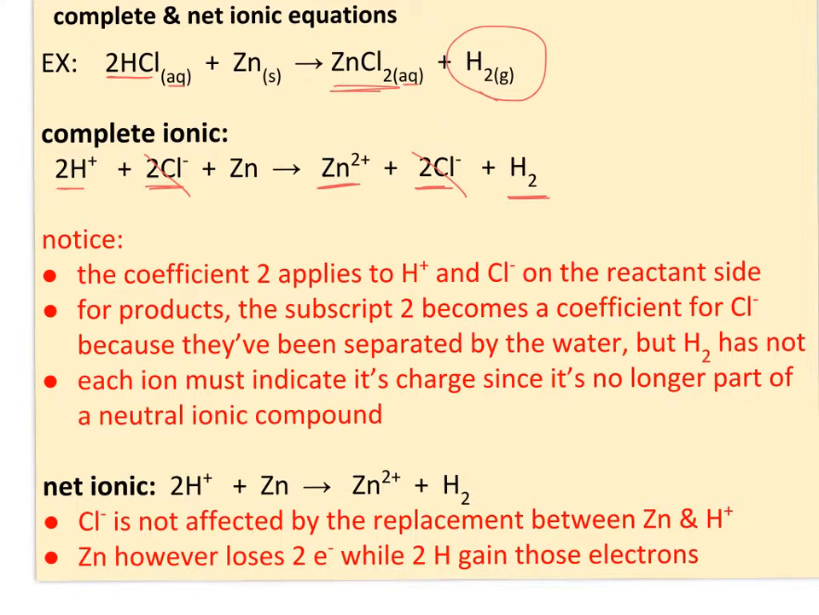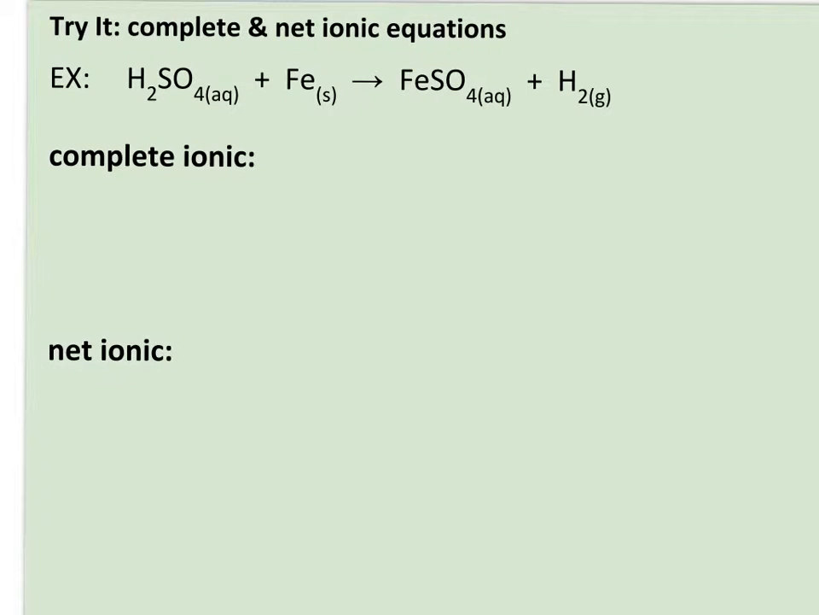So we call it a spectator ion, and we can actually cross that off. Zinc, on the other hand, has lost 2 electrons to become zinc ion, and each hydrogen has gained an electron to form hydrogen gas or hydrogen molecules. So here's an example for you to try. H2SO4 aqueous, iron solid, forms FeSO4 aqueous and hydrogen gas.